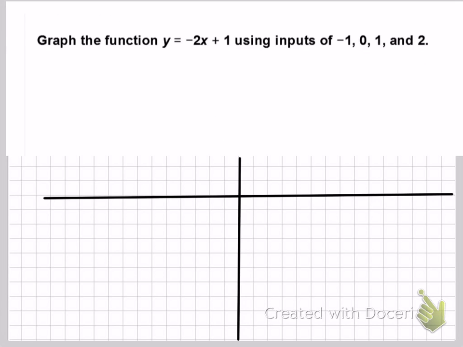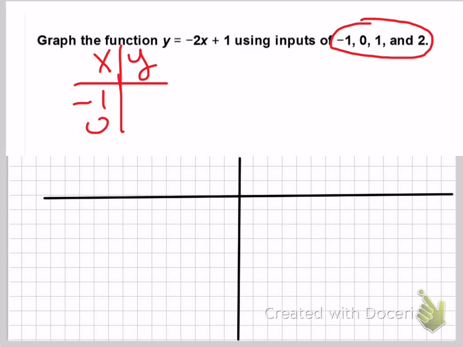So graph the function y equals -2x plus 1. They want us to use the inputs of -1, 0, 1, and 2. So let's make our x and y table. And they want us to use -1, 0, 1, and 2. And then I just graph it.